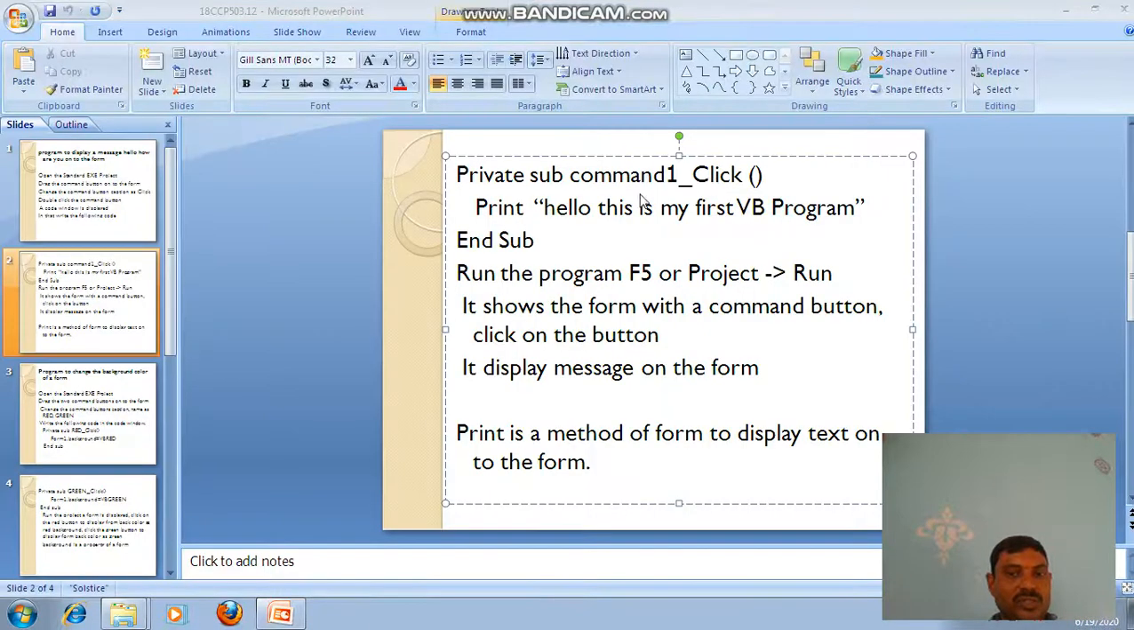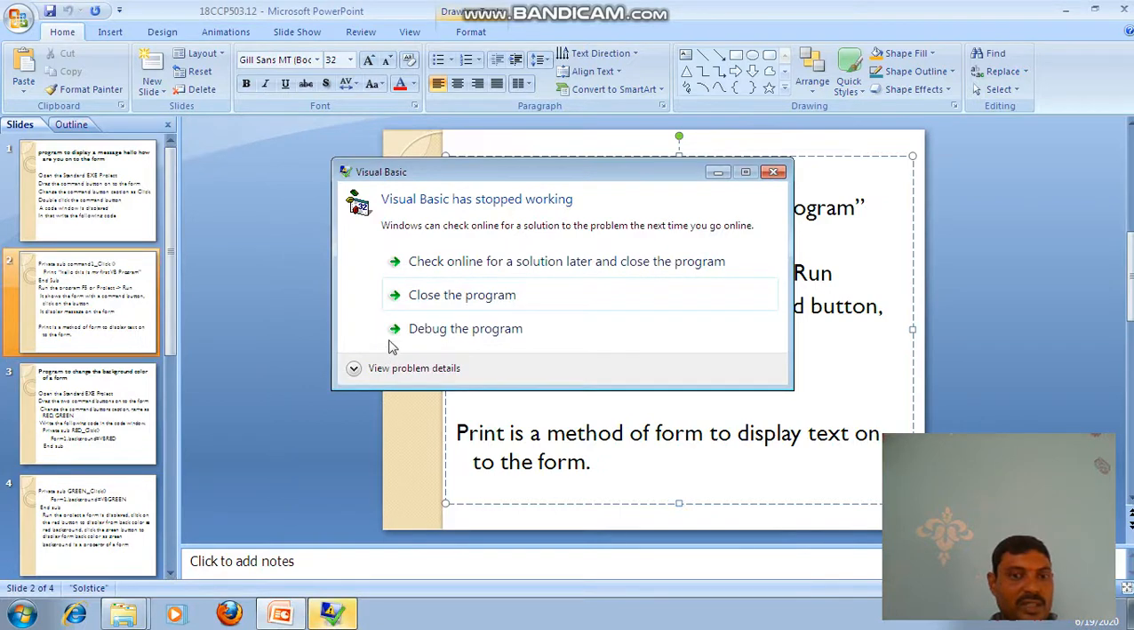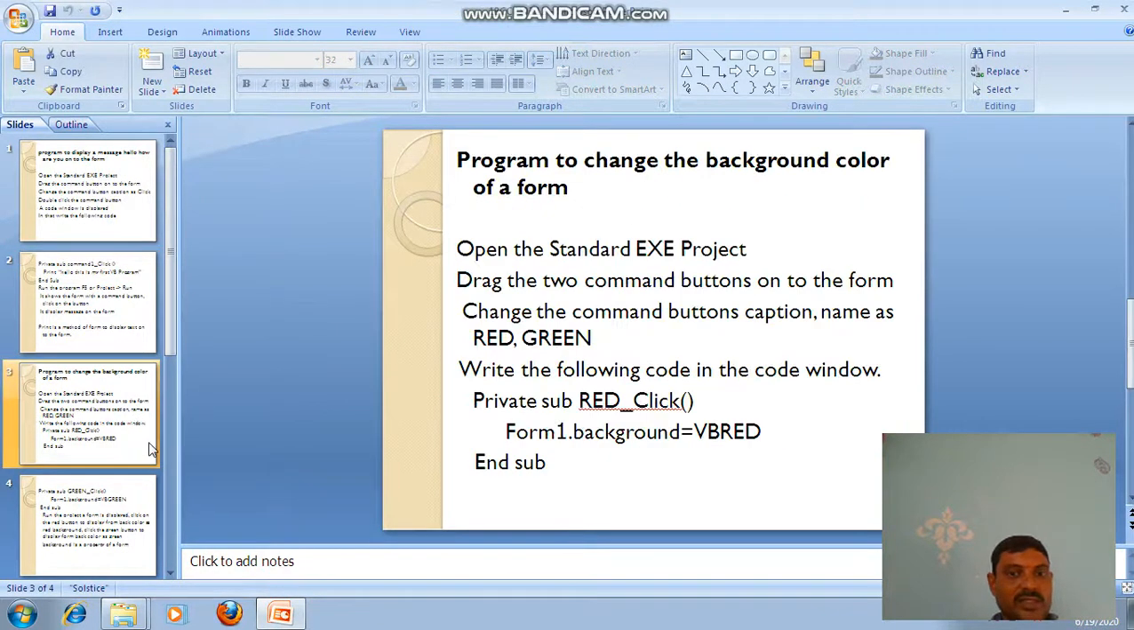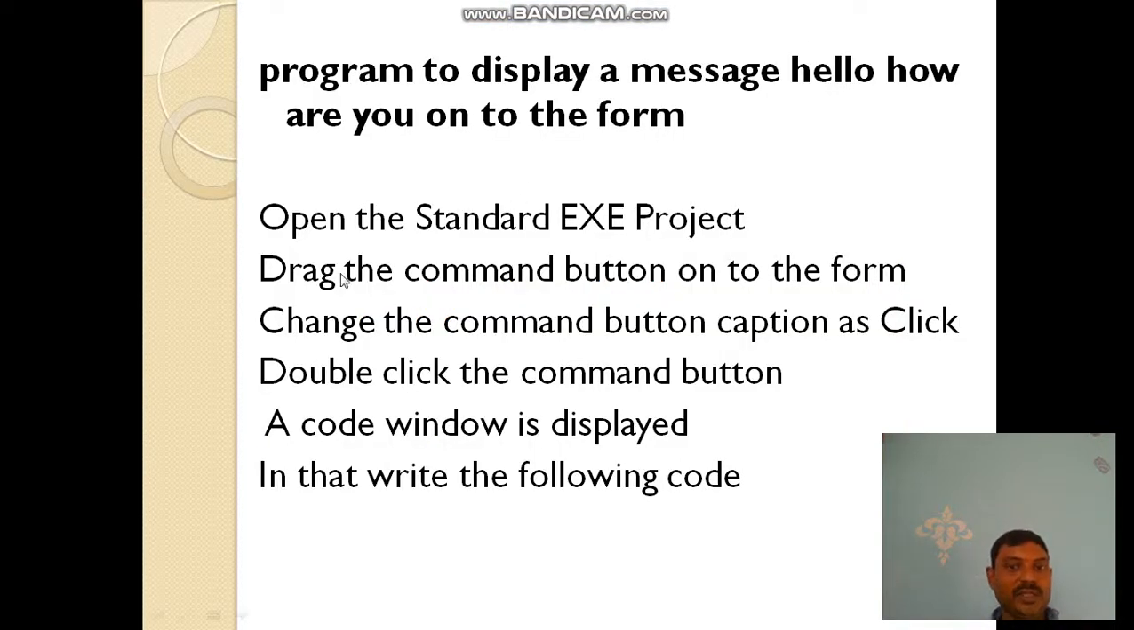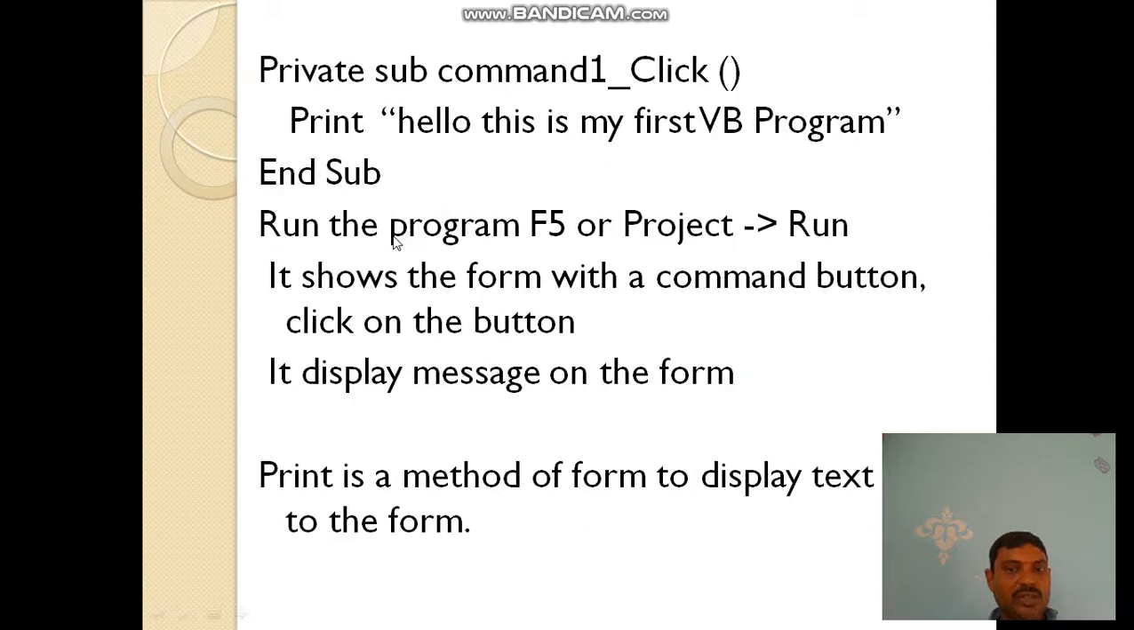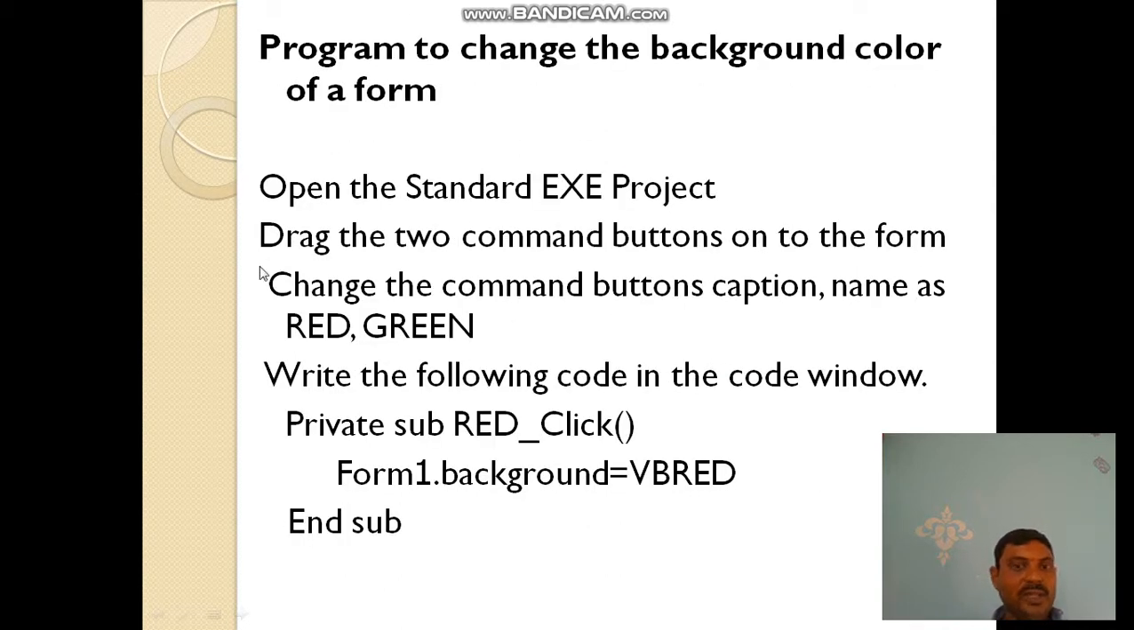Okay, I don't want to save this one, and I'm going for the next program, that is the program to change the background color of a form. So open the standard exe project, drag the command button control onto the form, change the command button caption as click, double click, a code window is displayed. Okay, this is the first program, and the second program is to change the background color of a form.